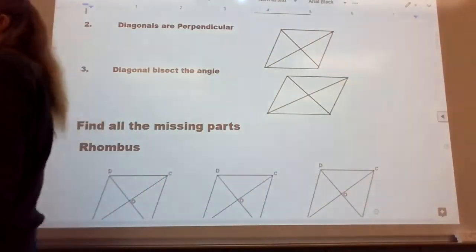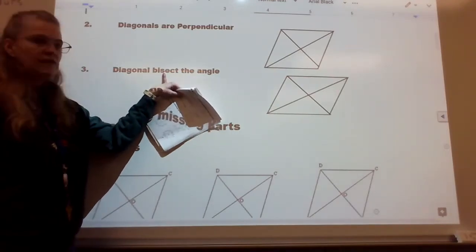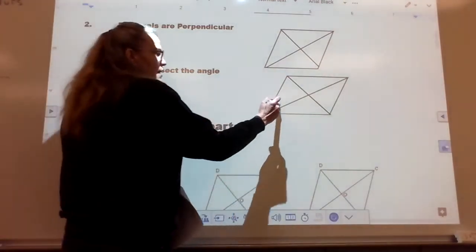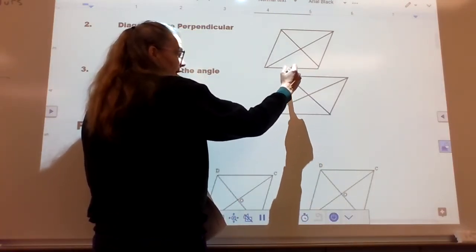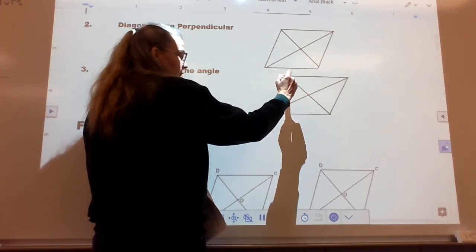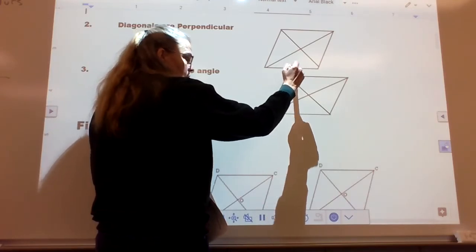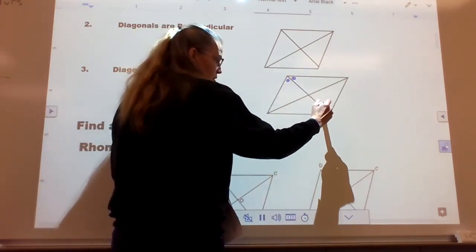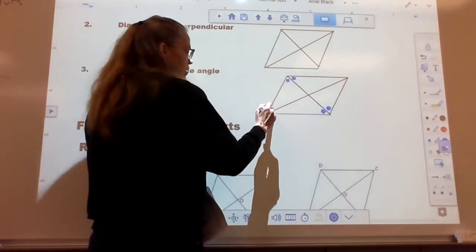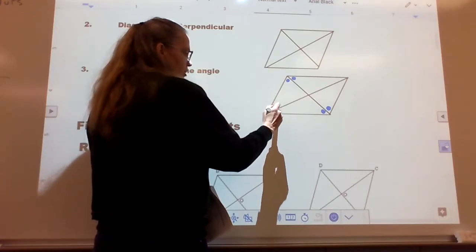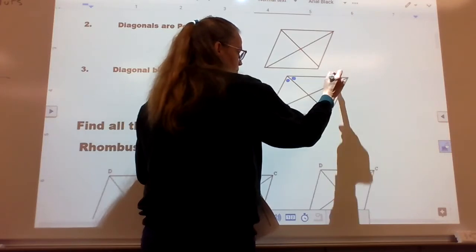The next property is that the diagonals bisect the angles. If you remember, the word bisects means cut in half. So these diagonals are going to cut the angles in half. Therefore, this angle is going to match this angle. Down here, this is going to be the same. This one's going to match this one. Then I'm going to go ahead and change colors. This one will match this one. Over here, this one will match this one.